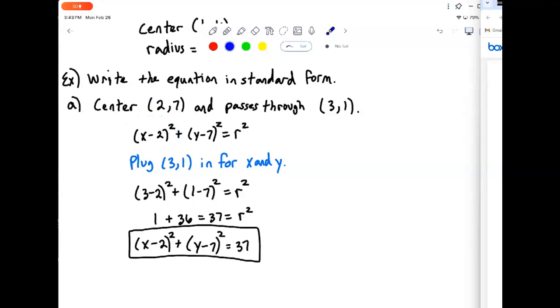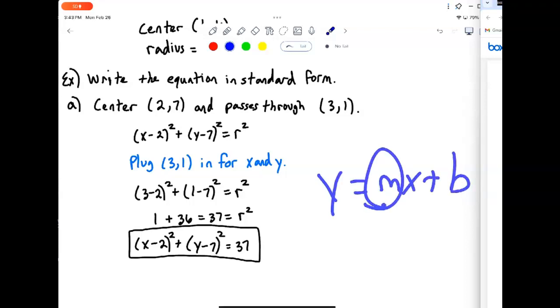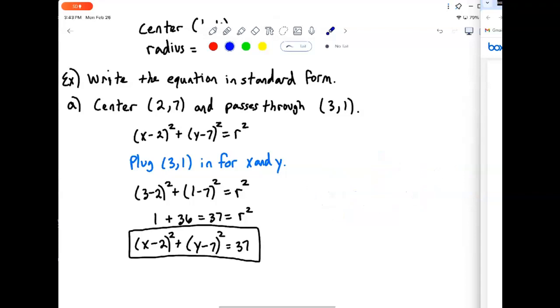Once we know the center, we can then plug in our additional point, because they will have to give us some kind of information that produces an additional point for x and y, and we'll then be able to work out r squared. So very similar to what we did with y equals mx plus b, where we find out the slope, plug that in, and then plug our point in for x and y, and then solve for b. So it is a very similar process to that.